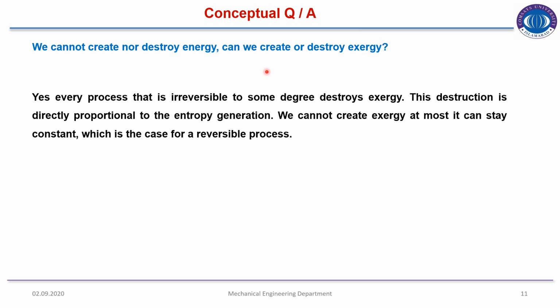So it is asked that energy cannot be created or destroyed, but can available energy be destroyed or created? So available energy cannot be created. However, if the process is irreversible, then the value of available energy is reduced. The more irreversible the process is, the lesser the value of available energy. So the decrease in the available energy is replaced by the term entropy generation.